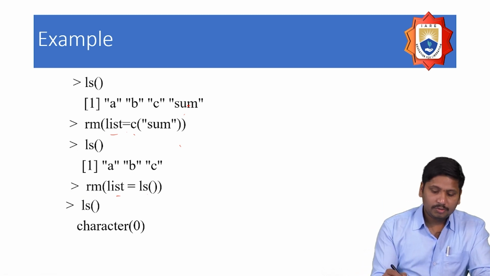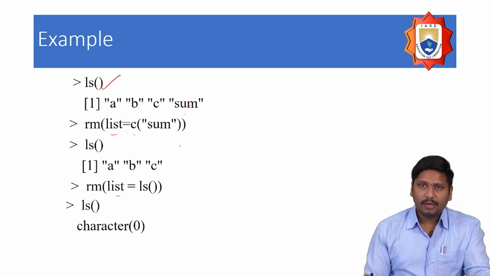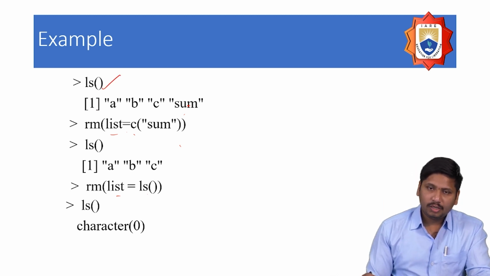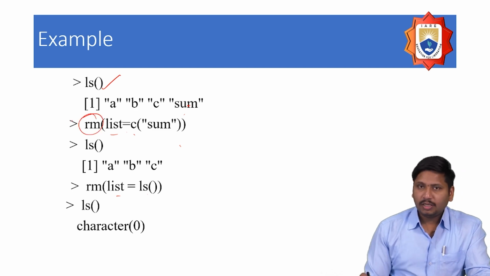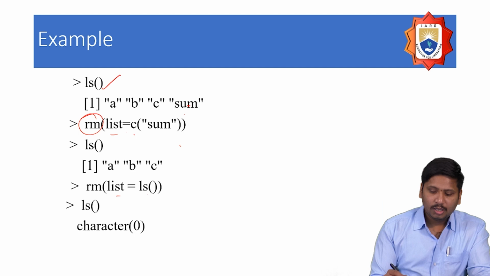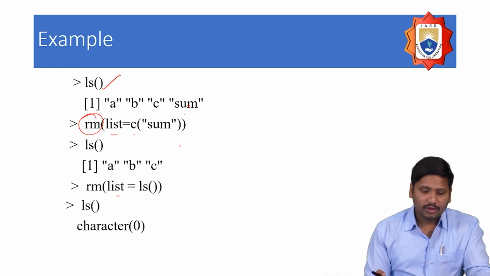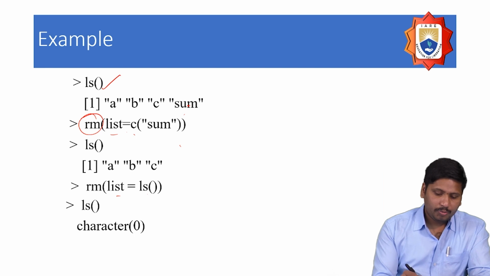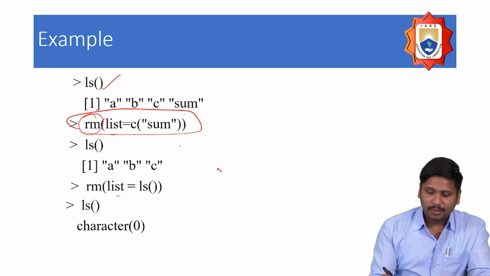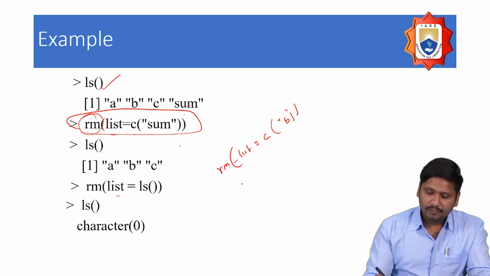In order to list the items in R programming, I have to make use of ls as the command. In order to remove the items from the list, I can make use of rm as the command here. If I want to delete a particular variable, at that time I have to make use of this syntax: rm, the function, of list equal to c of, suppose, b, if I'm going to delete it. After typing ls, the output should be a, c, and then sum.